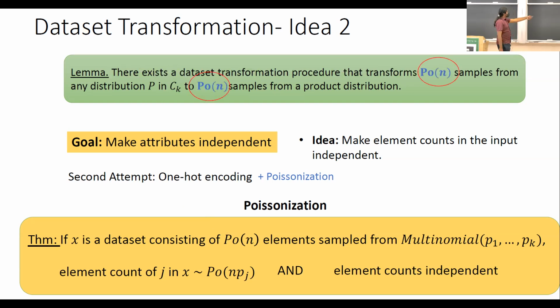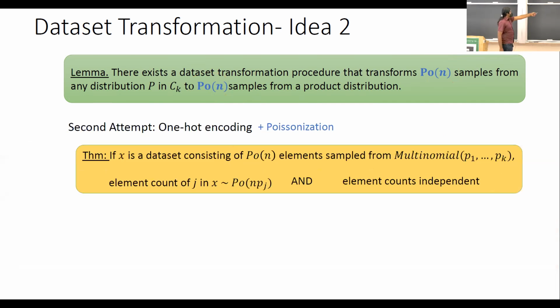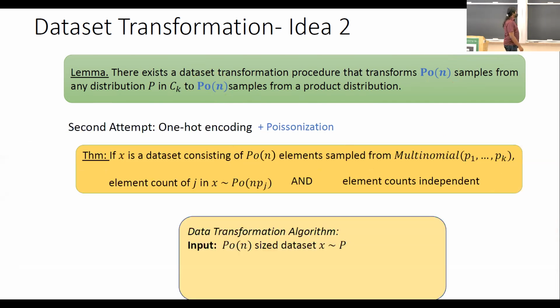Okay, and so now I can tell you what I lied about. Instead of transforming n samples from a distribution P to n samples from a product distribution, we'll allow a random number of samples. So we'll transform Poisson of n samples from distribution P to Poisson of n samples from a product distribution. Okay, so now I'm in a position to tell you about a final algorithm. It takes a Poisson of n size data set X, all drawn independently from this distribution P.